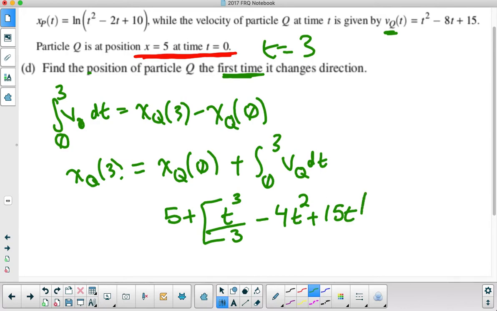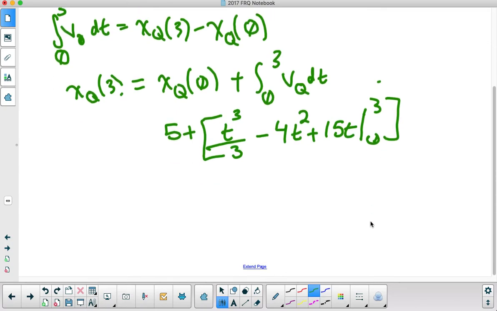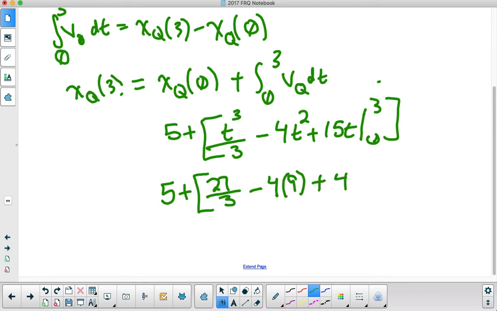We are going to evaluate this from 0 to 3. Okay, this might not be the correct notation or whatever, but this is how we're going to do it. All right, over here, again, in as many steps as it's going to take you, we got to simplify all this mess in here. All this stuff needs to be cleaned up. All right, plug in 3. 3 to the third power is 27 divided by 3, minus 4 times 3 squared is 9, plus 15 times 3 is 45.